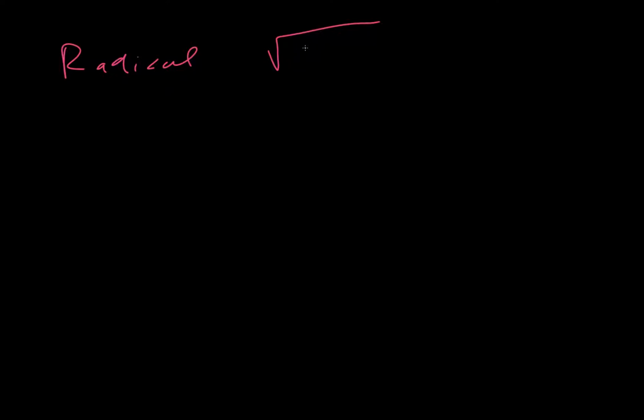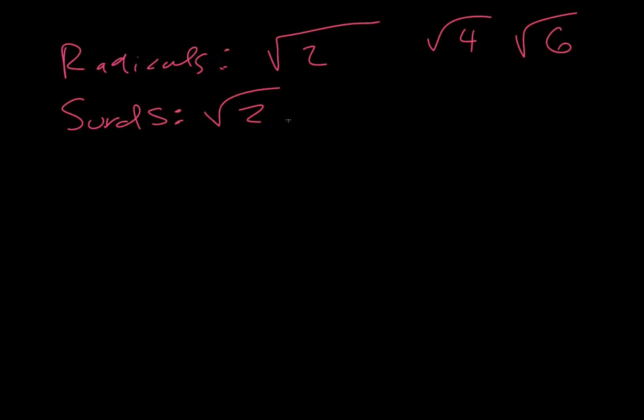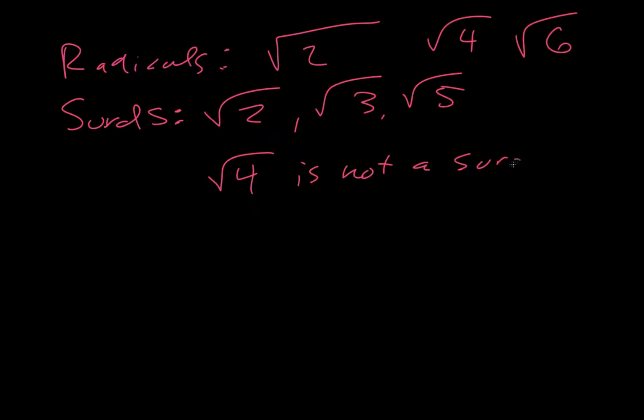So if I say square root of 2, 4, 6, any of those are all considered radicals. Okay, now a surd, S-U-R-D, so surds are any of these that are not perfect squares. So they create an irrational number. So for example, square root of 4 is not a surd, because that is a rational number, the number 2.